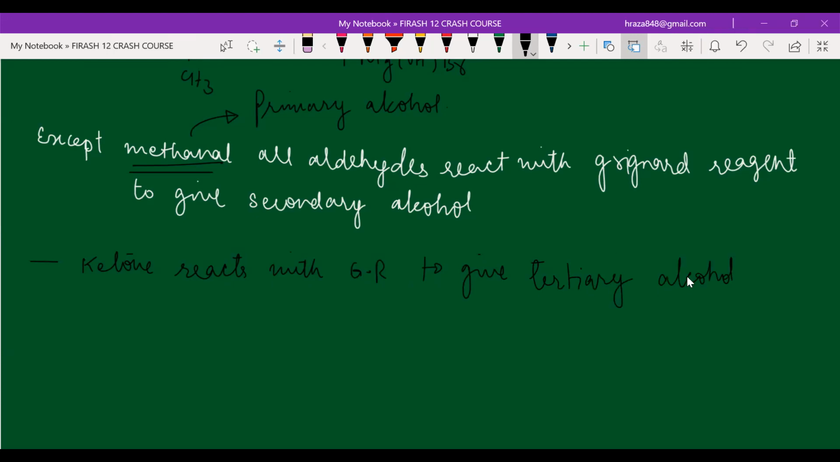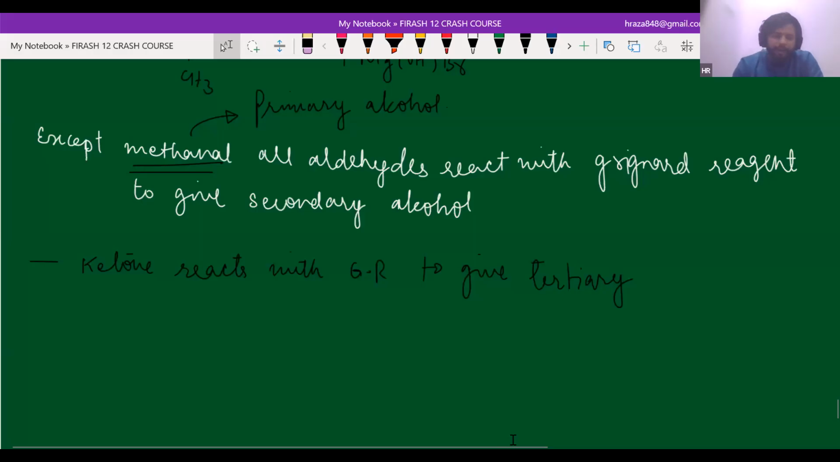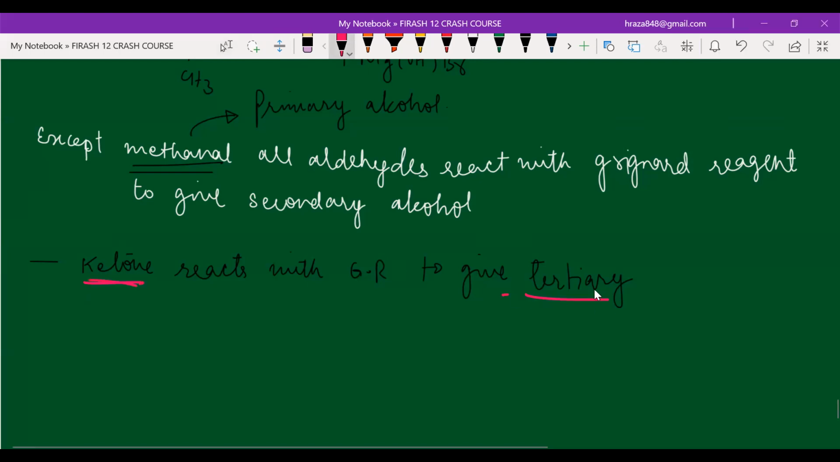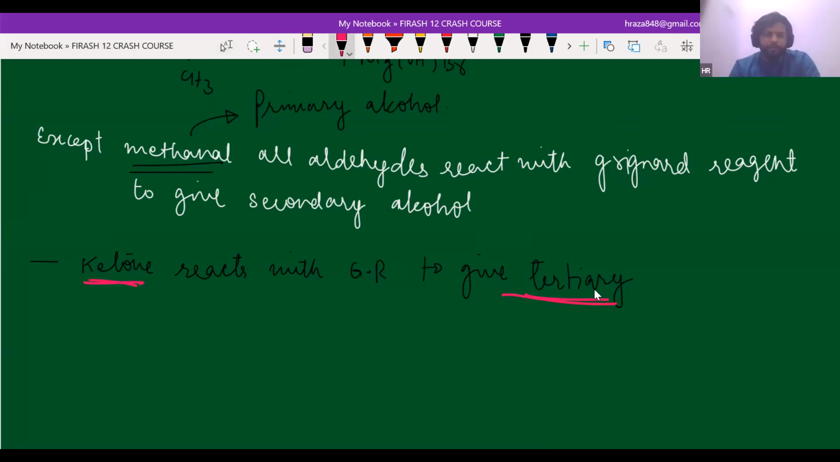Yes. So this is basically your preparation of alcohol from Grignard reagent, in which we have learned that methanal will give primary alcohol. After that, every aldehyde, except methanal, will give you secondary alcohol. But with ketone, you will be getting tertiary alcohol. Yes. So basically, this is it for today.